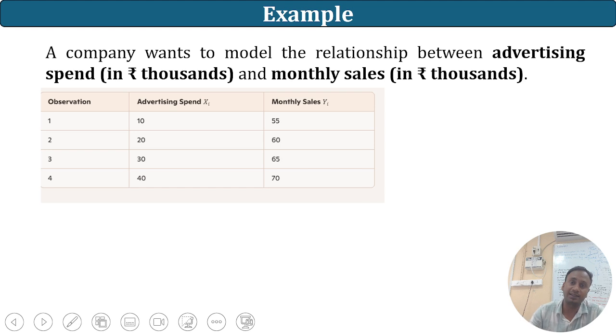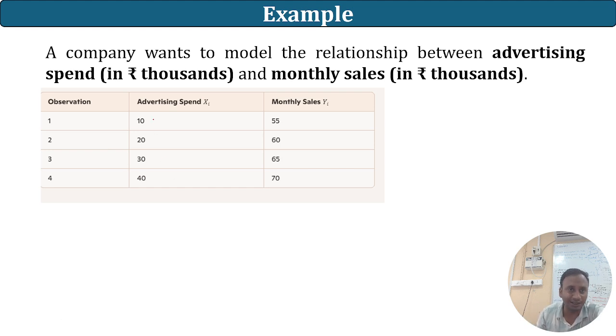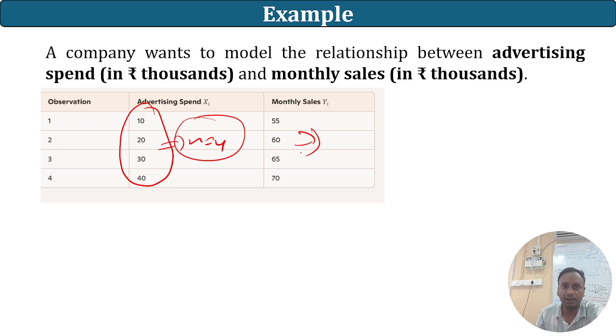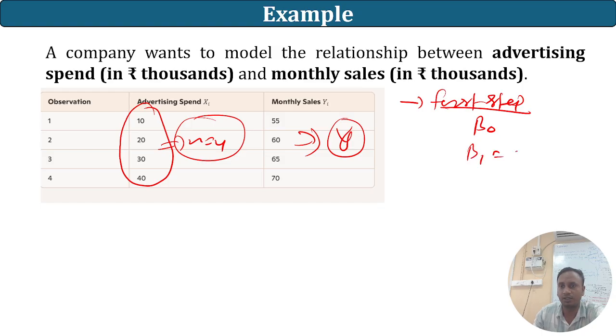Okay. So I'll just explain. Everything is same. We have X, with n now equal to 4, then we have the monthly sale also, Y. So first step, calculate the beta 0, beta 1 formula for X. And this formula will be having Y bar.